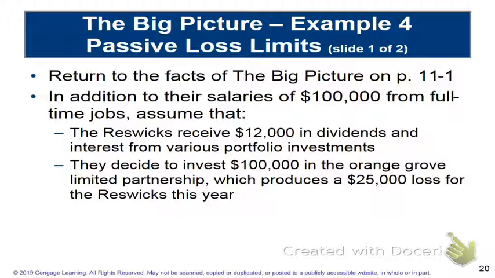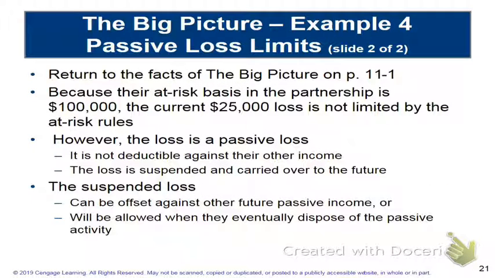So let's look at the facts of this for an example. In addition to their salaries, we received $12,000 of dividends. All right? Dividends are going to be passive. All right? So they decide to invest $100,000 in the orange grove. The orange grove is the one that is losing $25,000 a year. So based on this, the current loss is not limited by the at-risk rules because it's passive. However, the loss is passive. We cannot deduct it against their other income, so the loss is suspended.